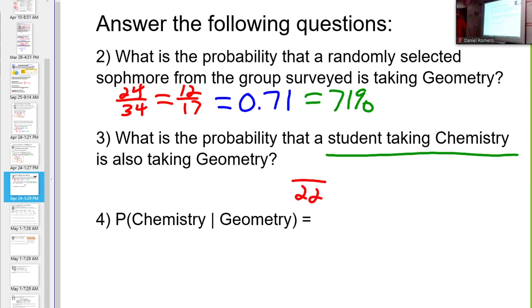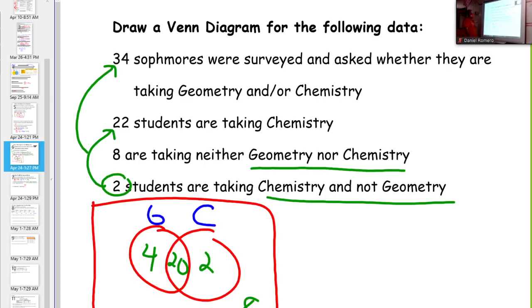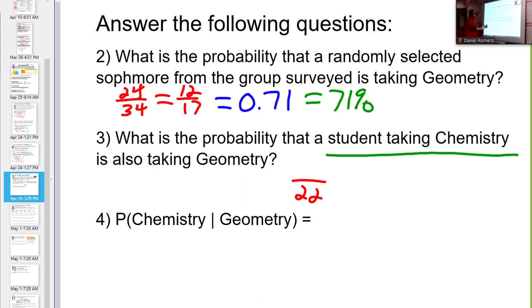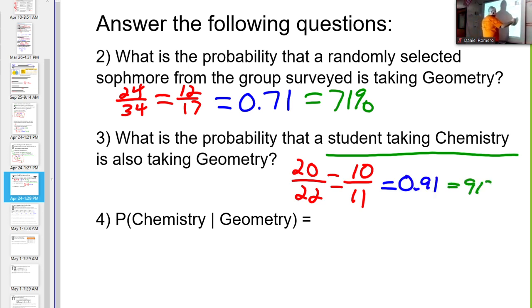And what is the probability that they are also taking geometry? So now what we're looking at is the intersection. Out of those 22, how many are in the intersection? 20. 20 out of 22 is 10 out of 11. A rounding party with our rounding friends. So it's about 91%. Highly likely, if you limit yourself within chemistry.